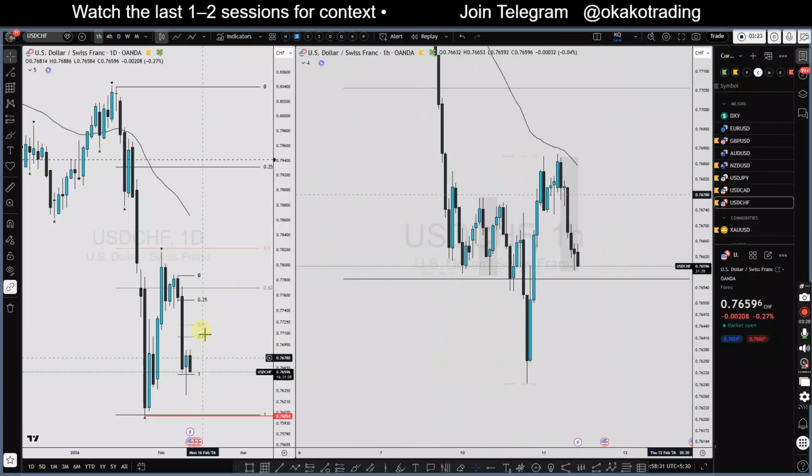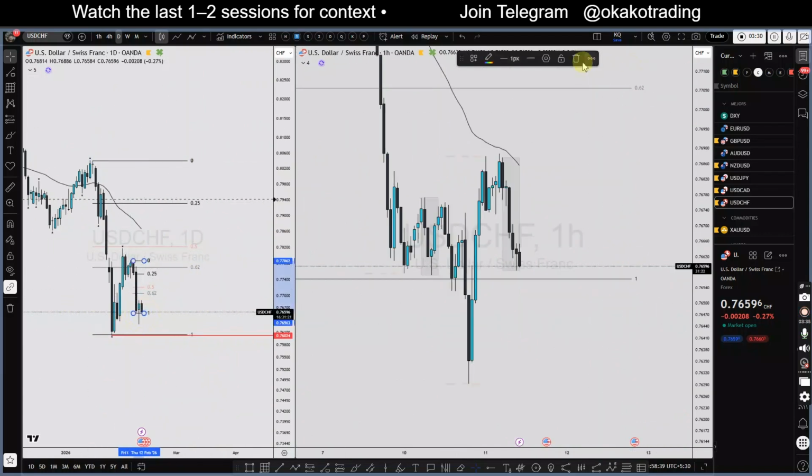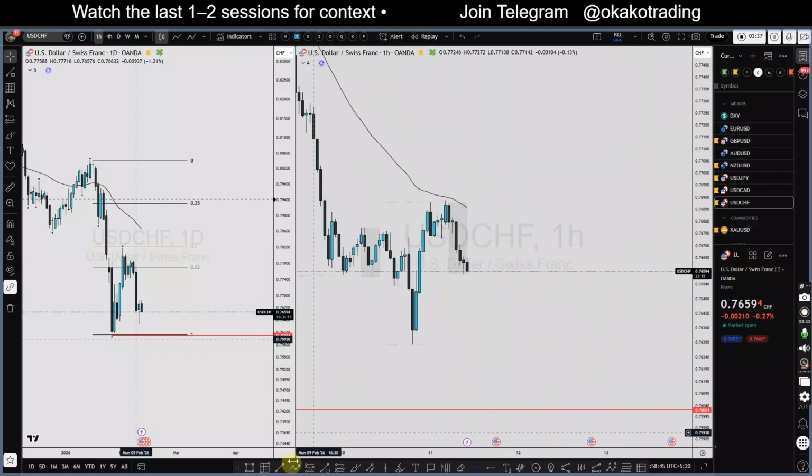USDCHF, same story. We are dropping from a premium price range above 38.2. And right now I'm just looking for shorts so that we can target this low. There is no clean setup right now, but if price manages to give me something like this, in that case I can start planning for shorts from an OTE level.